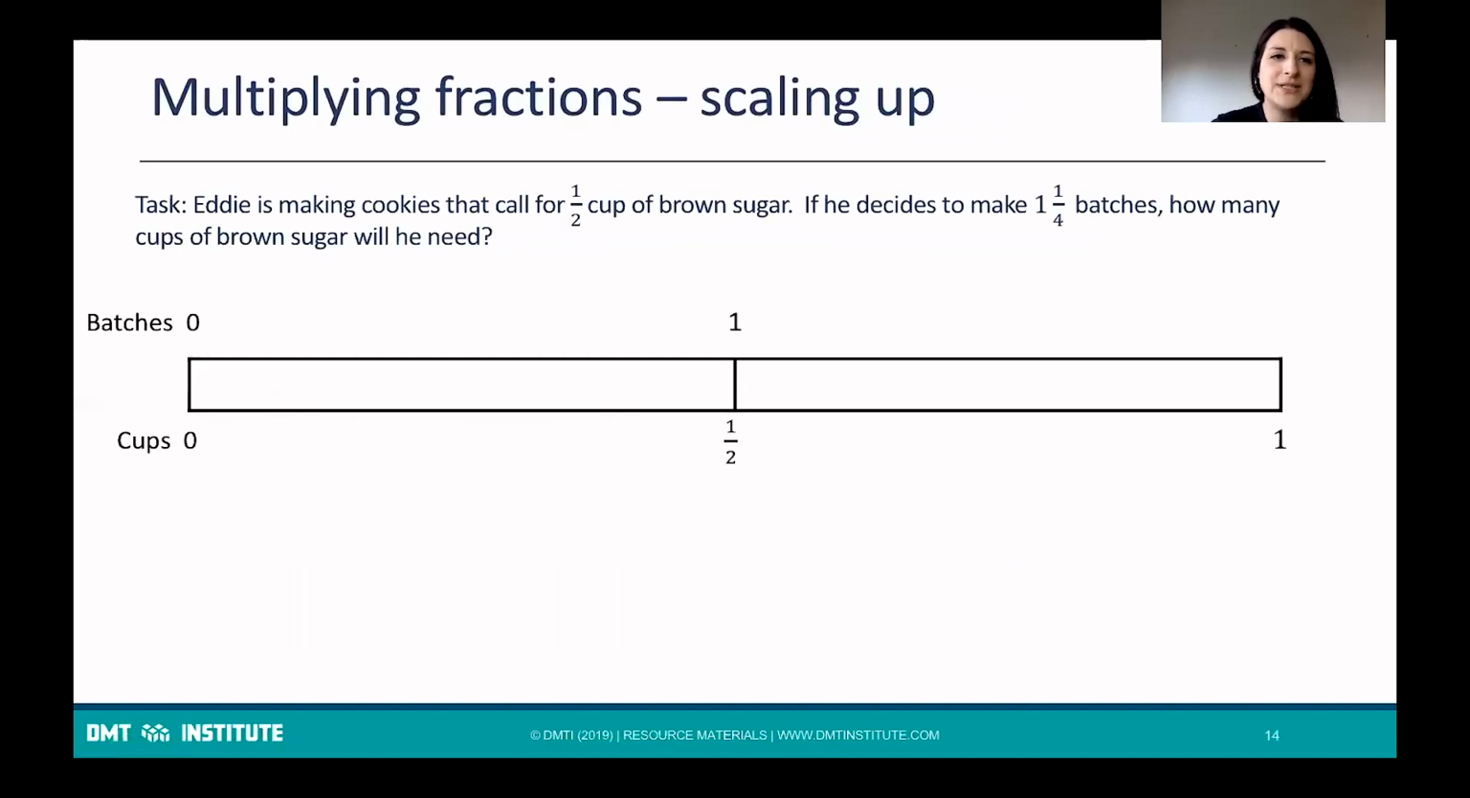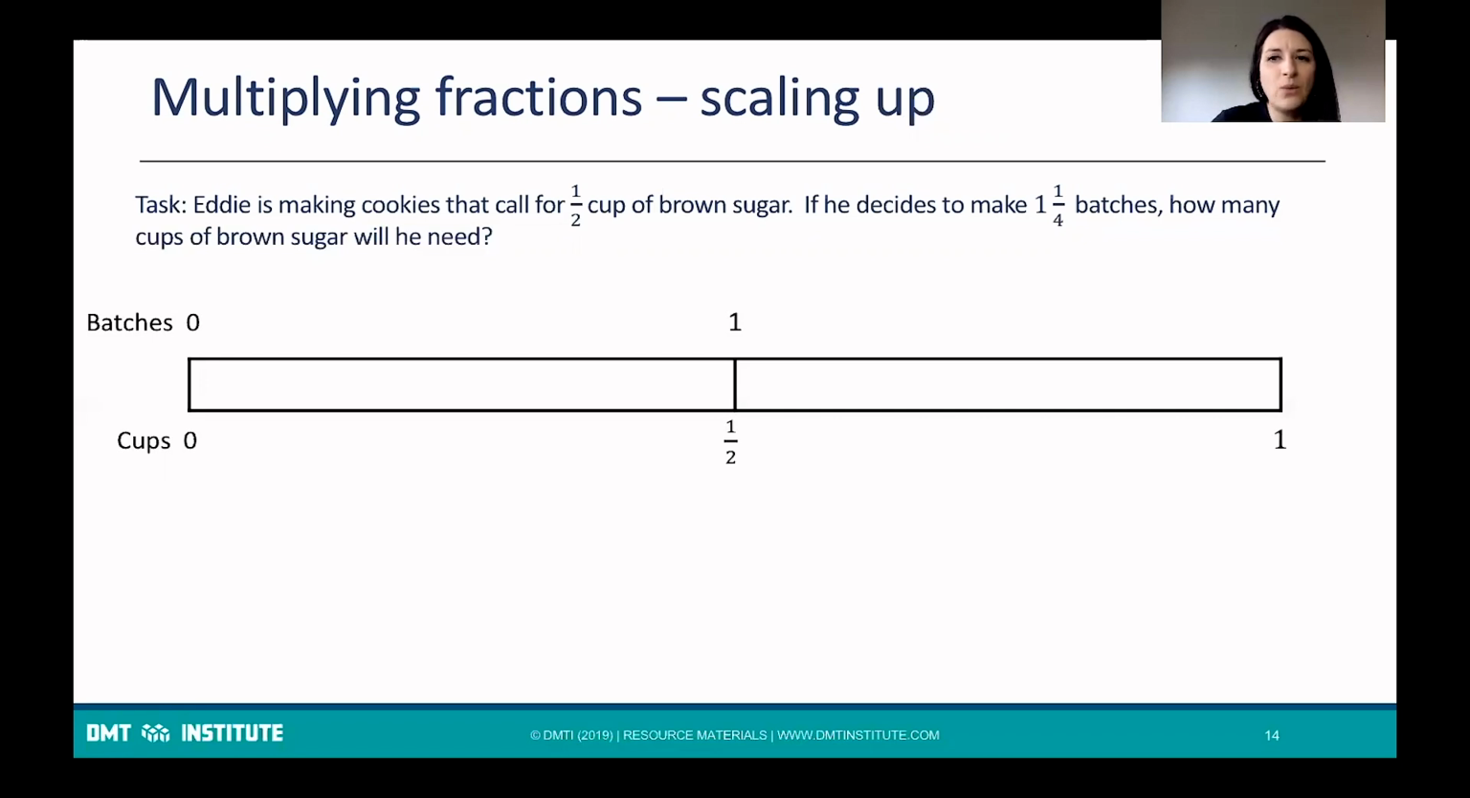For this one, we're going to take a context of cooking. We have Eddie making cookies, and that calls for 1/2 cup of brown sugar. He's going to make 1 1/4 batches, so we want to know how many cups of brown sugar he's going to need. Just like in the last problem, we still have to deal with that idea of 1 batch and 1 cup being at the same spot. Again, we're looking at the relationship between batches and cups and how those two things relate together.